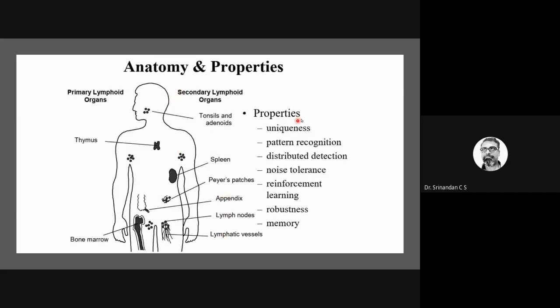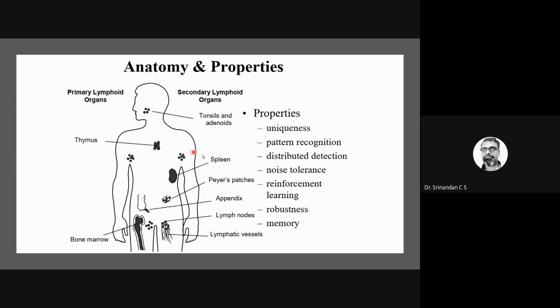And the properties are very important. Now you can also think in terms of writing codes. When you write, it should be unique, and even the immune cells are very unique, and they have to recognize. Say, for example, you're writing code to recognize a virus which has infiltrated the computer system, so that it should recognize the pattern.